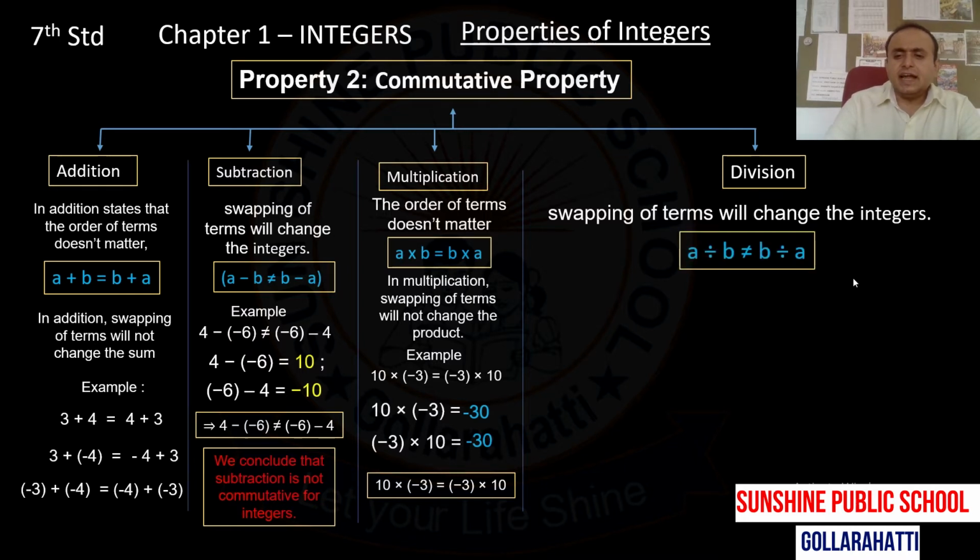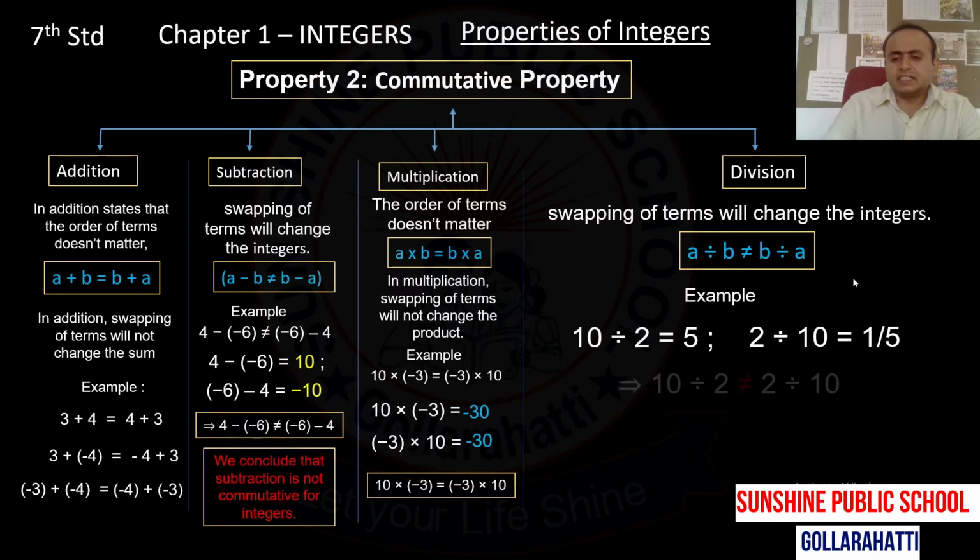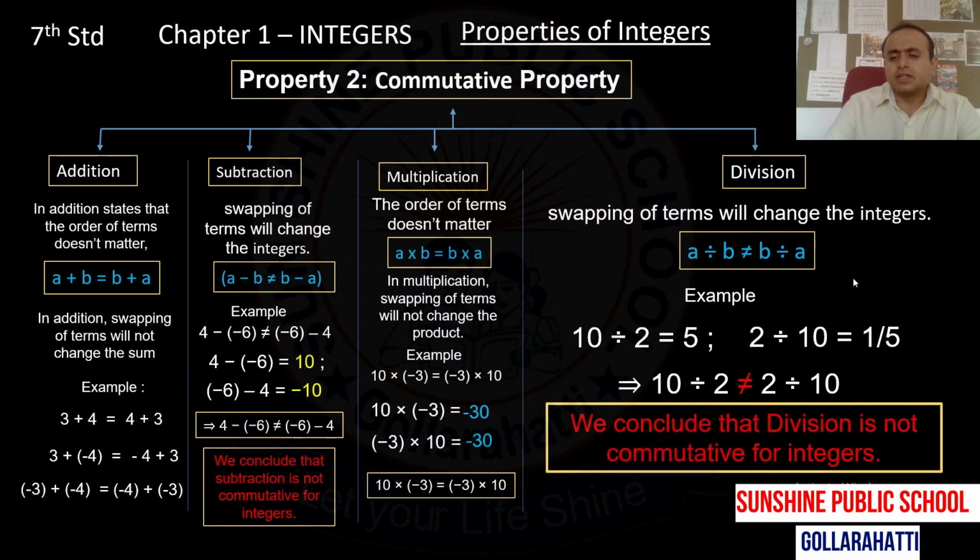So let us see, a divided by b is not equal to b divided by a. Let us check with example. 10 divided by 2 is equal to 5, and again 2 divided by 10 is equal to 1 by 5. See here we got 5, and here 1 by 5. So the answer is not the same. That is called it doesn't satisfy. So 10 divided by 2 is not equal to 2 divided by 10. We conclude that division is not commutative for integers.